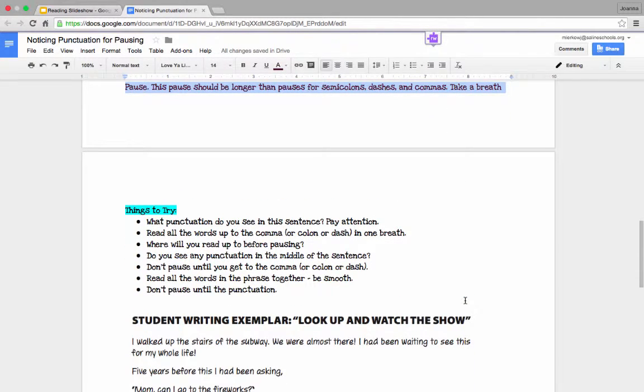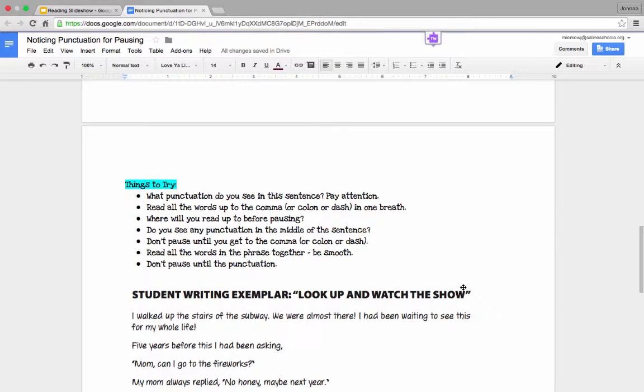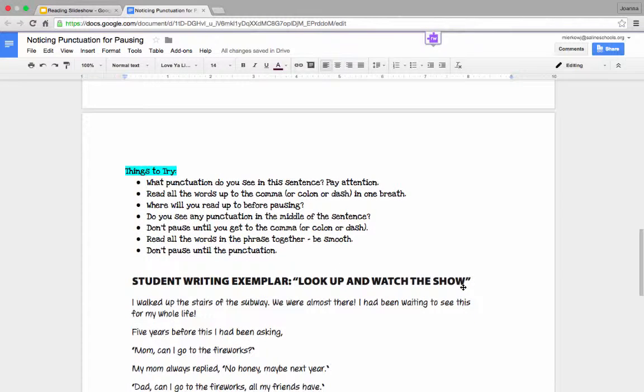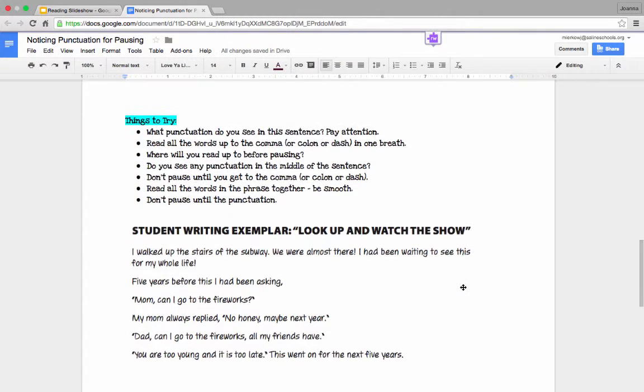Things to try when you're looking at punctuation: what punctuation do you see in the sentence? Pay attention to it. You're going to read all the words up to the comma or the colon or the dash or the semicolon in one breath. Where will you read up to before pausing? Do you see any punctuation in the middle of a sentence? Don't pause until you get to that punctuation. Try to read the words together like we talked about phrasing, and try to be smooth. Don't pause until you get to the punctuation.